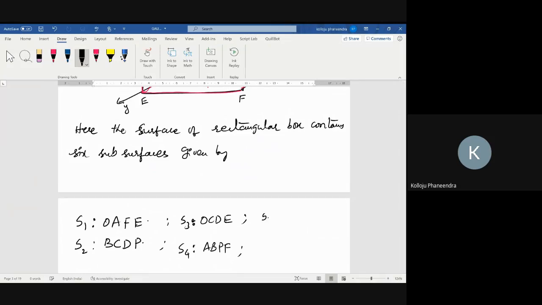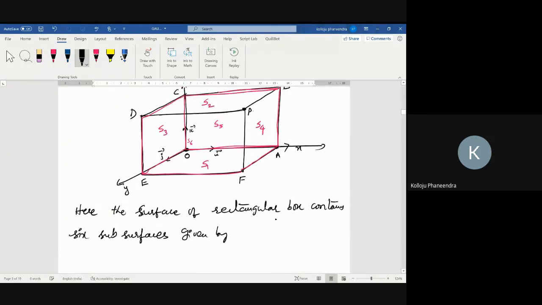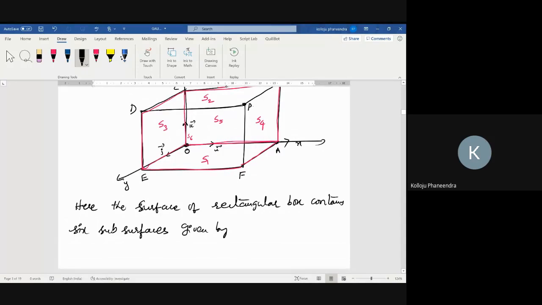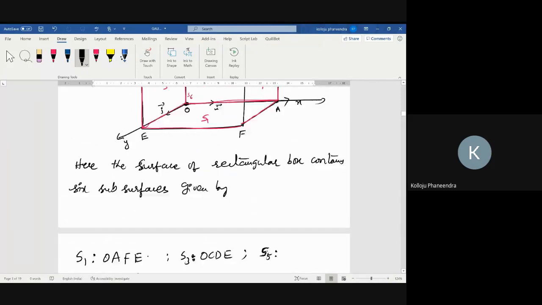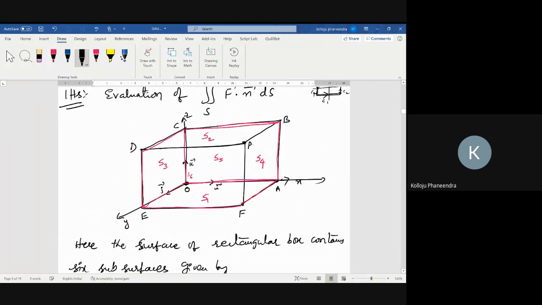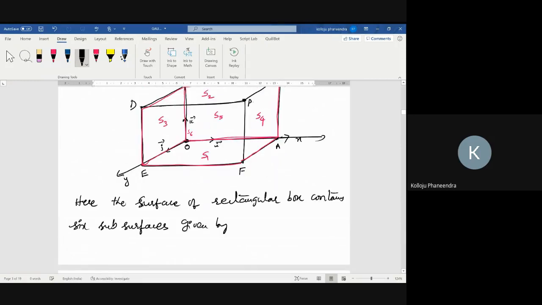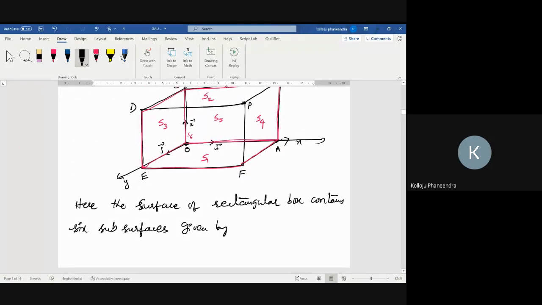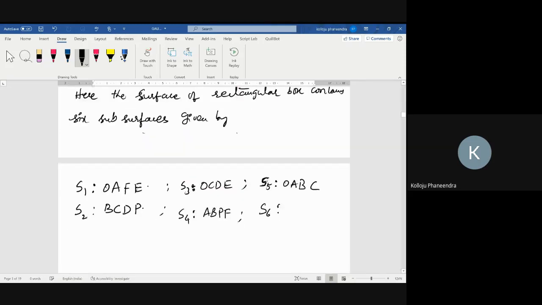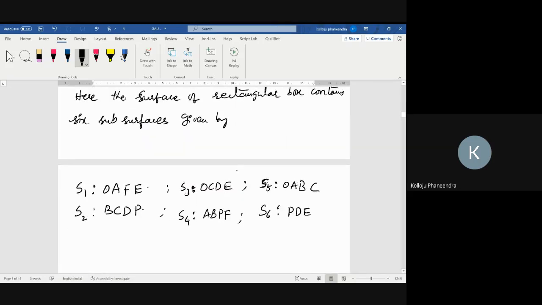Next one, S5 surface. What is the S5 surface? That is the back one. Back surface O, A, B, C. And the last one is S6, the front one. Front one means this front part, P, D, E, F.